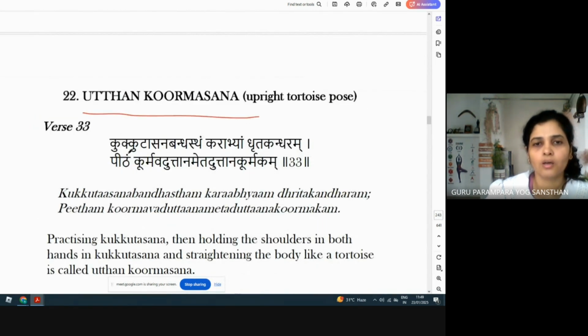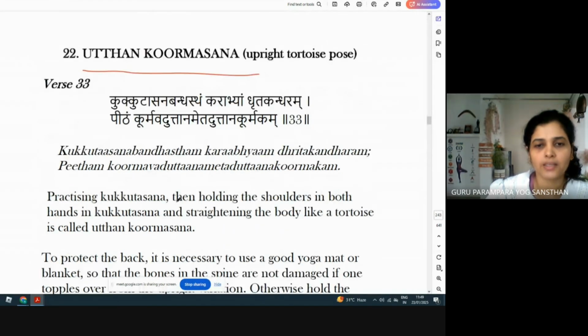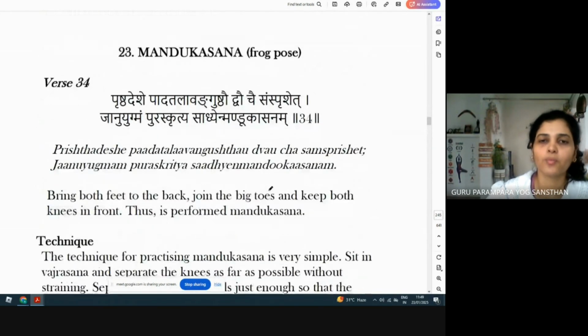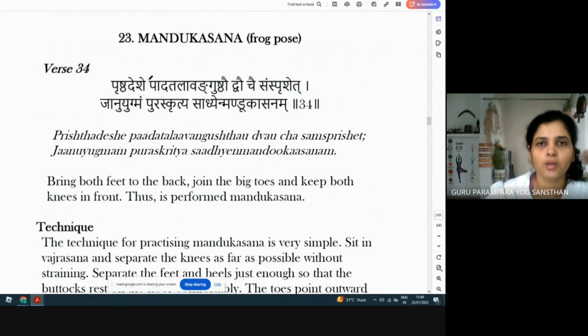Uttana Kurmasana. Kukutasana Bandhasth Karabhyam Jhat Kandha Dharam Pitham Kurma Vaduta Meet Dutana Kurmakam. Practice Kukutasana, then holding the shoulders in both hands in Kukutasana and straighten the body like a tortoise. So this is what we do. We raise your legs above your ear level. It is not important. Just remember the name.